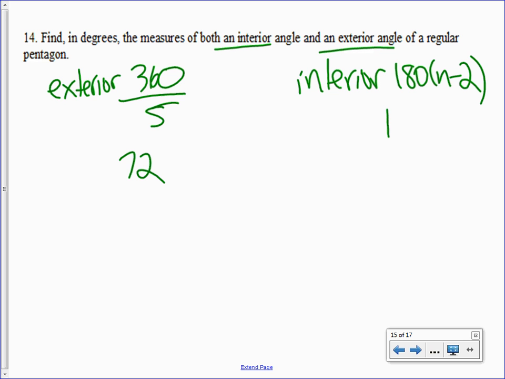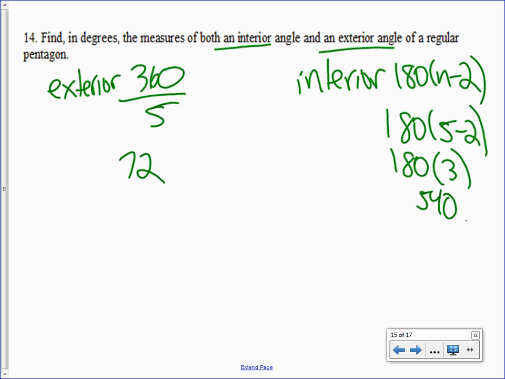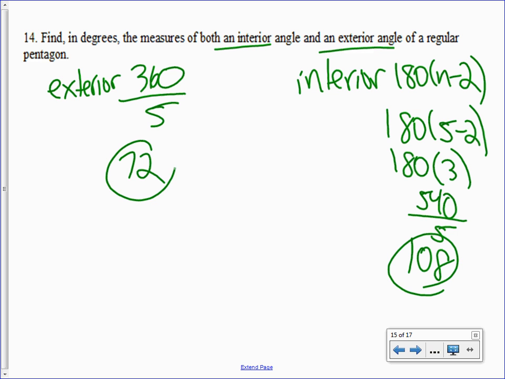Now for this one, I first have to find the interior sum by substituting the 5, and I get 540. So again, to find just 1, I divide by 5, and I get 108. Notice how the exterior and the interior add to 180. It will always be that way.